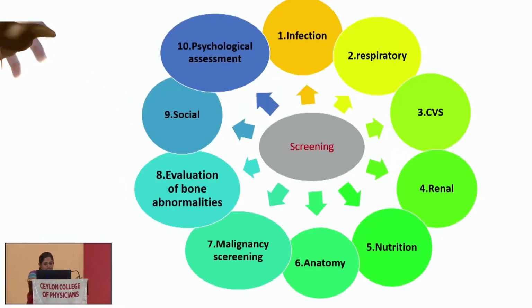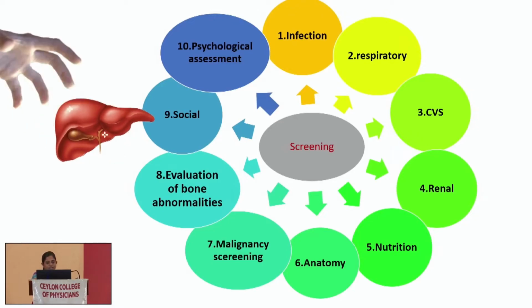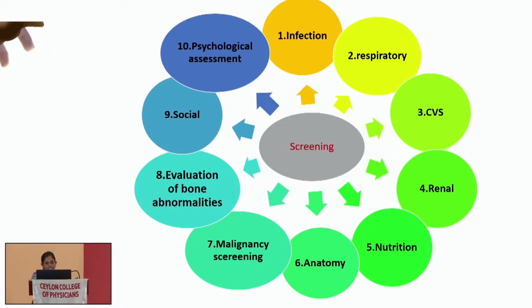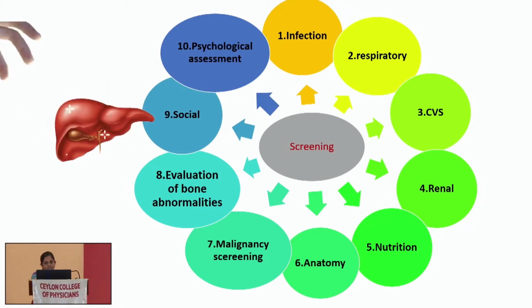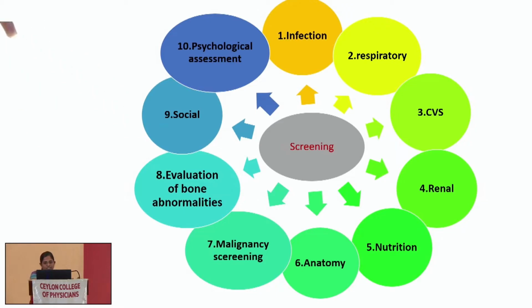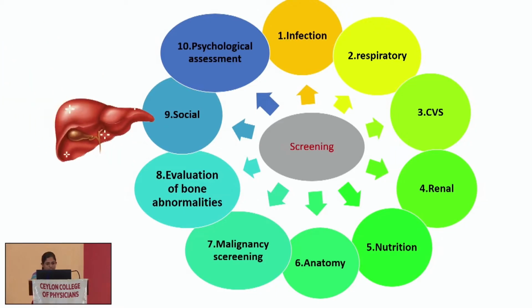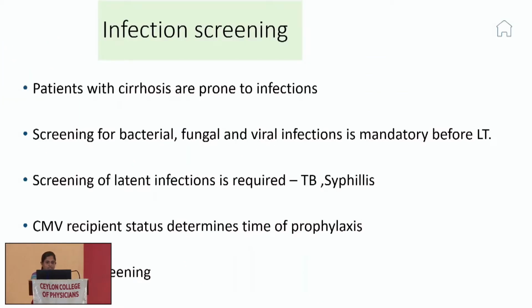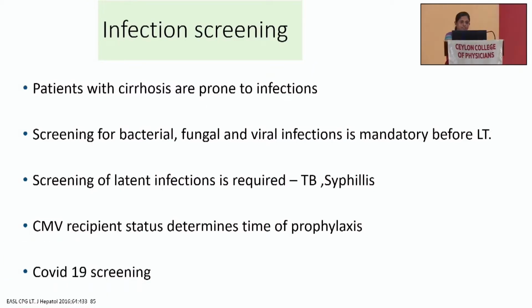End-stage liver disease patients, because of multi-system involvement, may have complications in each and every system. So evaluation should be done system by system, along with infection screening, psychosocial assessment, and bone abnormalities. With regard to infection screening, patients with cirrhosis are more prone to infections, because ongoing sepsis is an absolute contraindication. The patient should be screened for bacterial, fungal, and viral infection.